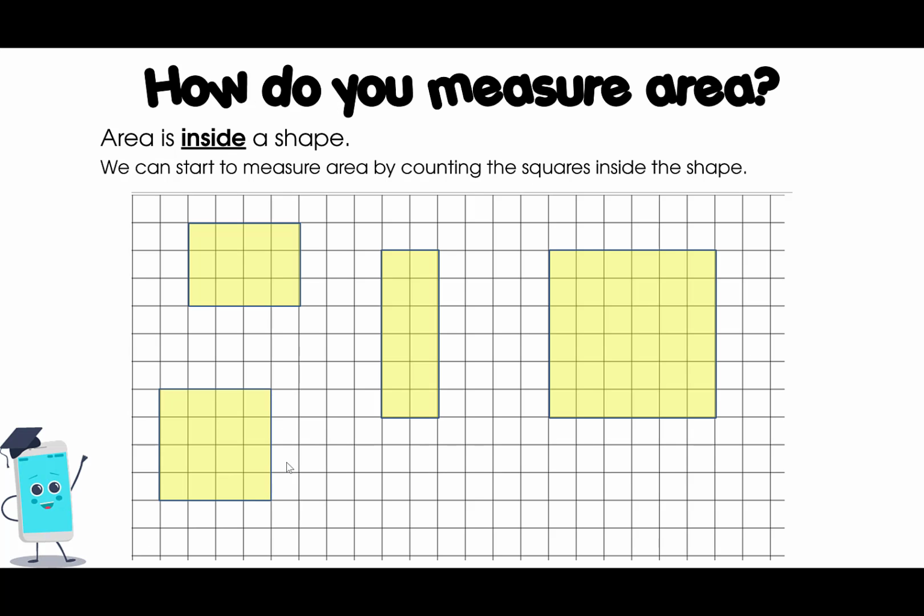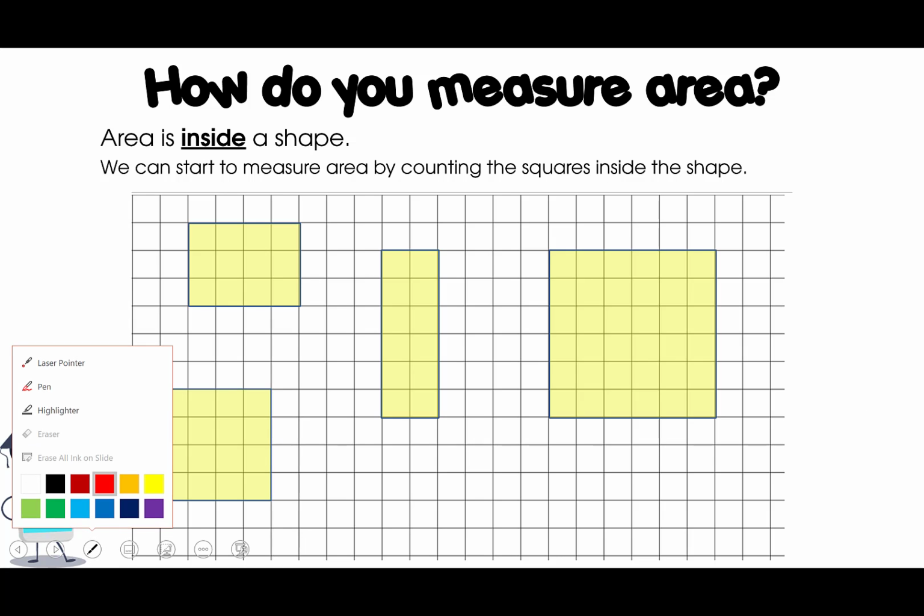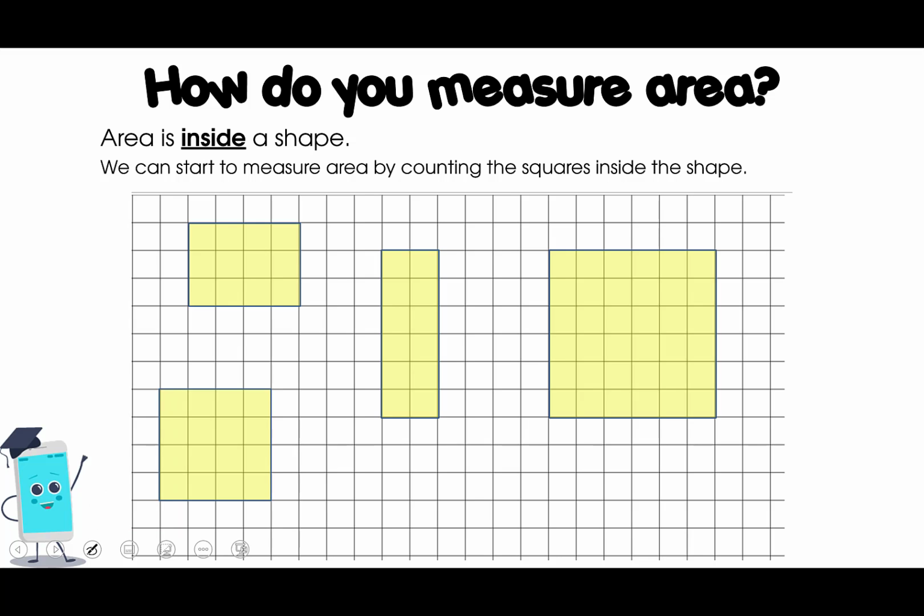Now we would start first of all by counting squares. So here I have 4 shapes on a square grid. To begin with, we can just simply count how many squares are inside our shape. If you'd like to have a go, then pause the video and see if you can calculate the area of each shape. I'm going to begin.